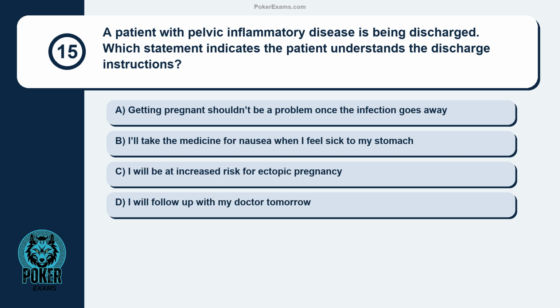Question 15. A patient with pelvic inflammatory disease is being discharged. Which statement indicates the patient understands the discharge instructions? Getting pregnant shouldn't be a problem once the infection goes away. I'll take the medicine for nausea when I feel sick to my stomach. I will be at increased risk for ectopic pregnancy. I will follow up with my doctor tomorrow.